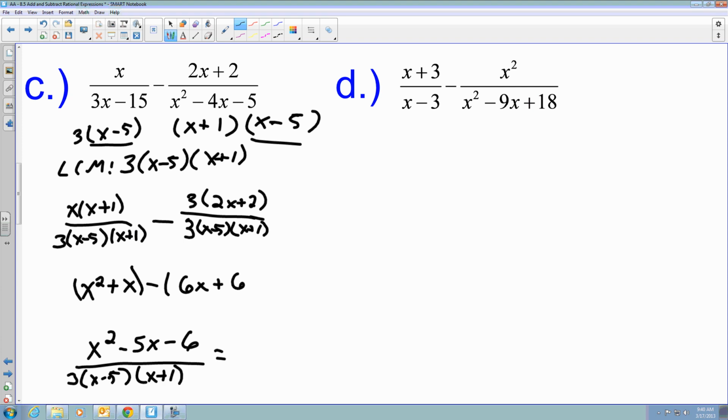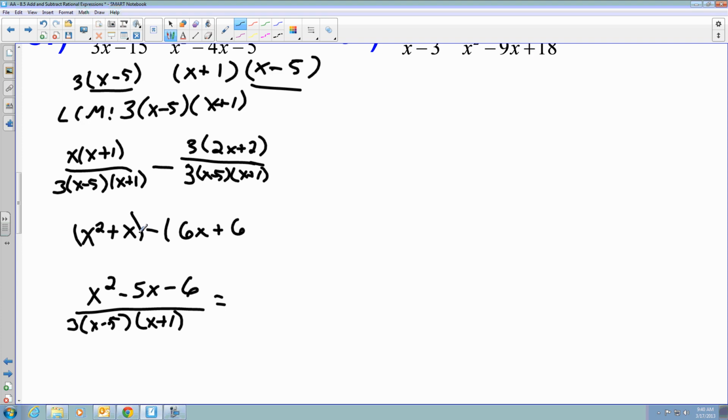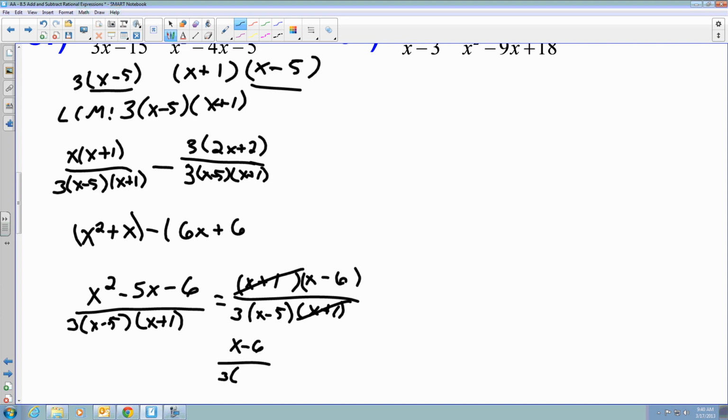And I'm not sure if I can factor the top out, so if I go parentheses, parentheses, x and x, plus and minus, I have 6 here, 1 here, and then I have 3 over x minus 5 and x plus 1. I can cancel out these ones, so now I'm left with x minus 6 divided by 3 times x minus 5.